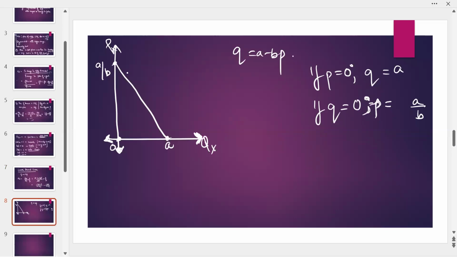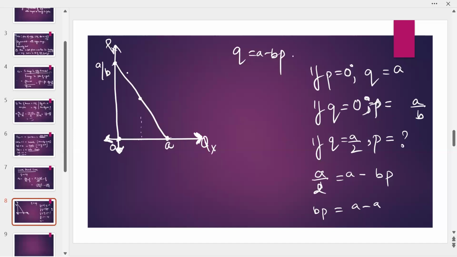Let's say I want to find out the elasticity of demand at this midpoint also, which is A by 2. So if Q is A by 2, the midpoint, then what is P? A by 2 is equal to A minus BP. So BP is equal to A minus A by 2, correct?